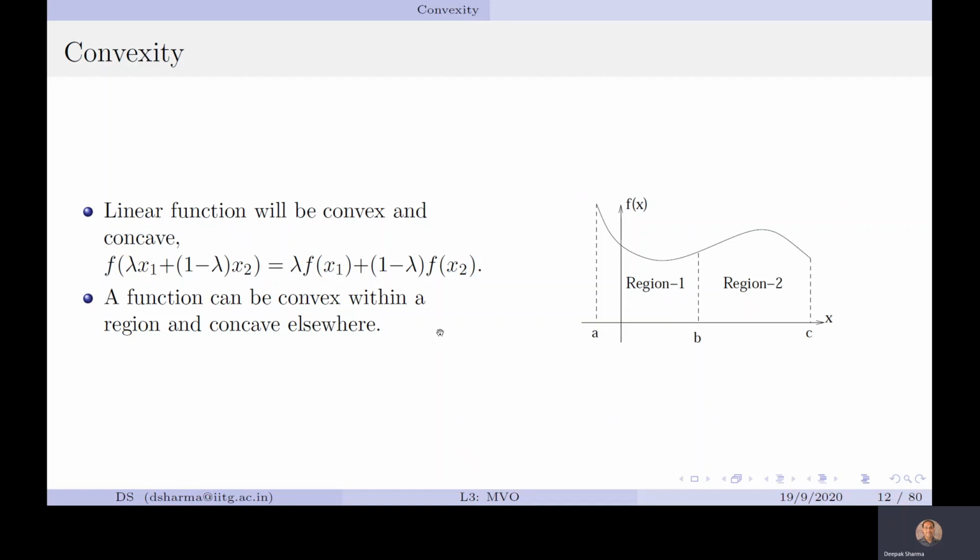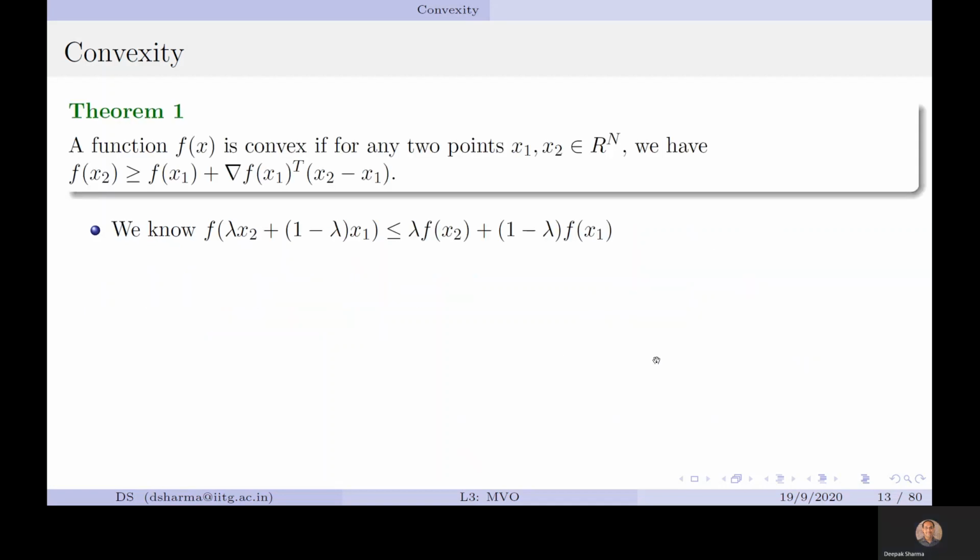Now the second statement, also look into the figure. You will realize that this is the same curve which we have shown. But if you divide between A to B, the function is convex. From B to C, it is concave. So that's why one function can be both concave and convex. So we have to be a little careful about in which region we are saying that the function is convex. With this, let us move to theorem 1.